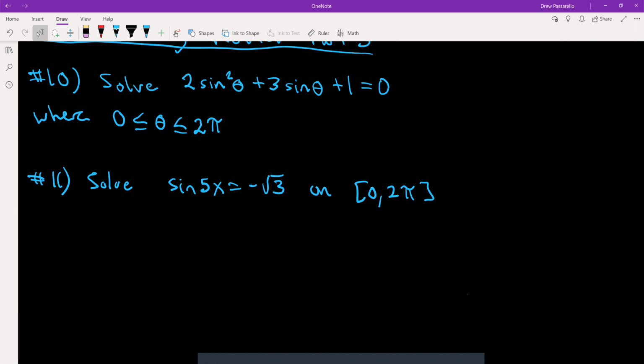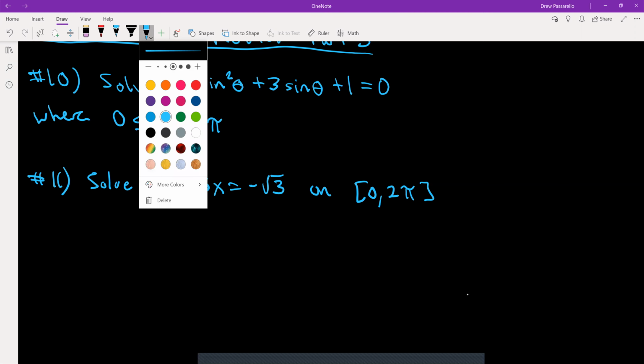So for number 10, it says solve 2 sine squared theta plus 3 sine theta plus 1 equals 0, where 0 is less than or equal to theta, less than or equal to 2 pi. And number 11 says solve sine of 5x equal to negative square root of 3. On the interval, actually there needs to be a 2 here. 2 times sine of 5x equal to negative square root of 3 on the interval 0 to 2 pi.